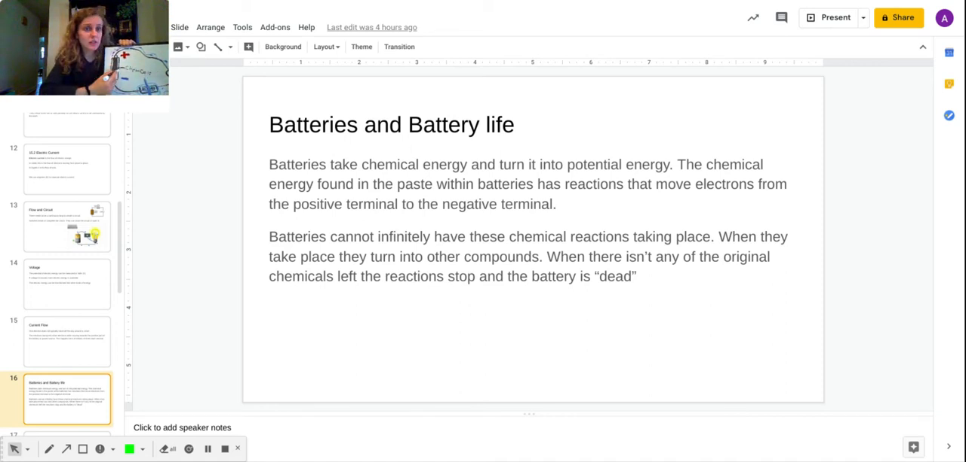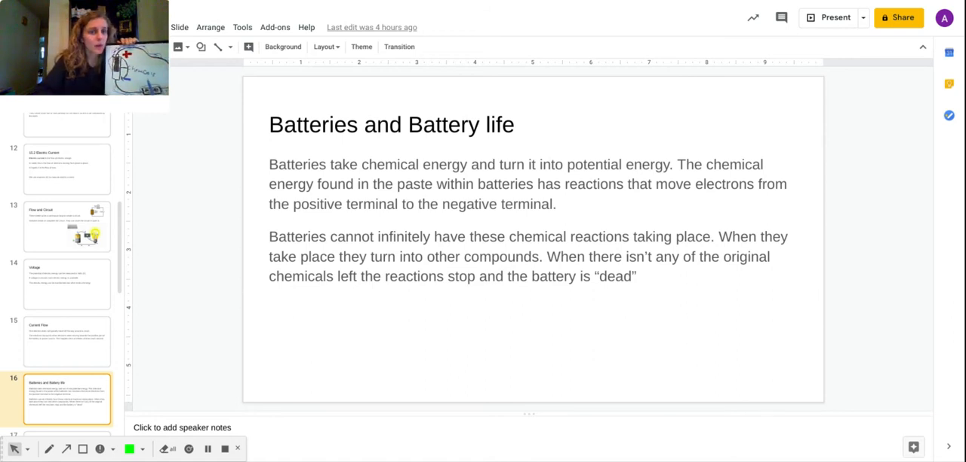So there are different chemicals in here, and they go through different reactions that give off energy and move electrons from the positive end of the terminal to the negative end of the terminal. So it's constantly moving electrons down here, which also makes them want to move this way throughout the circuit.